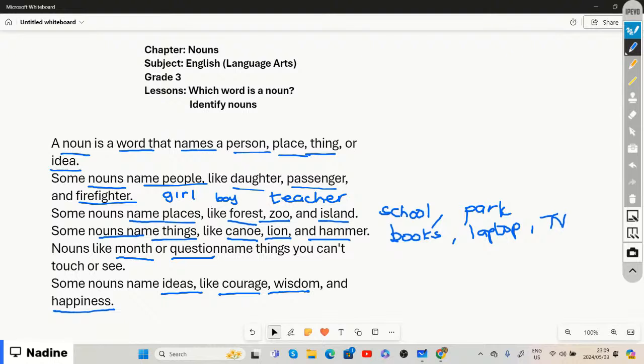So instead of, for example, giving the name of the daughter, we just say daughter, the passenger. We say firefighter. But as soon as we start giving a name to that, say for example, we had to give the daughter's name, now it becomes a proper noun, right? It's also a noun, but these are all general nouns that we're making mention of. That is why we specifically just said forest, zoo, island, school, park for names of places. But as soon as we name the forest, we name the zoo, we name the island, school, or park, then it becomes a proper noun.